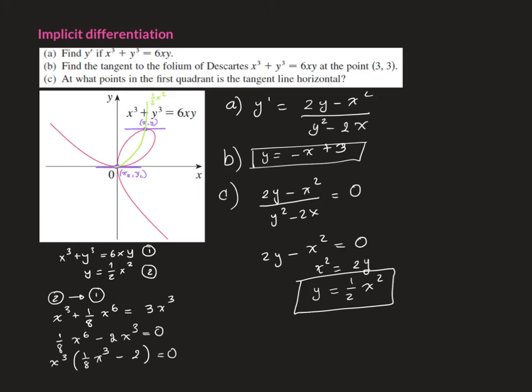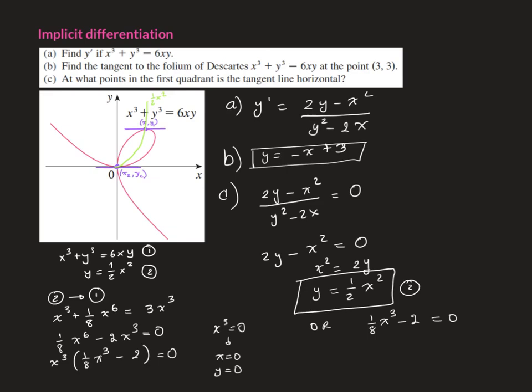So here I get two options. The first option is x power 3 has to be equal to 0. The second option is 1/8 of x power 3 minus 2 is equal to 0. From the first option, we get x equals 0. And if we use equation 2, then it follows that y is going to be 0. So our prediction that the point (x2, y2) was going to be (0, 0) is correct.